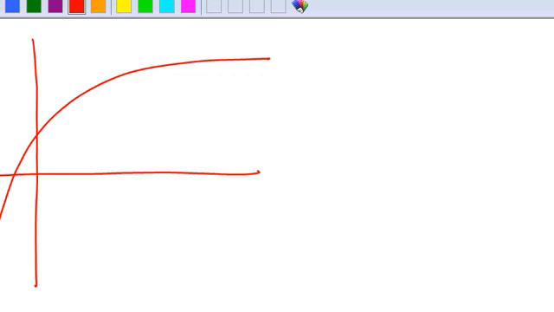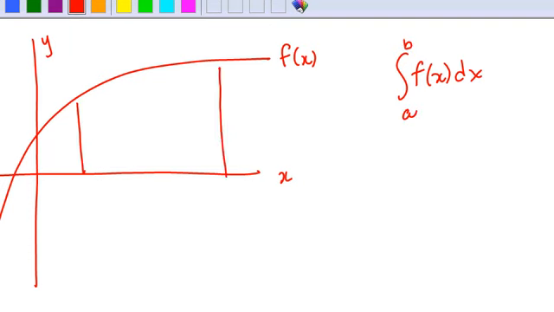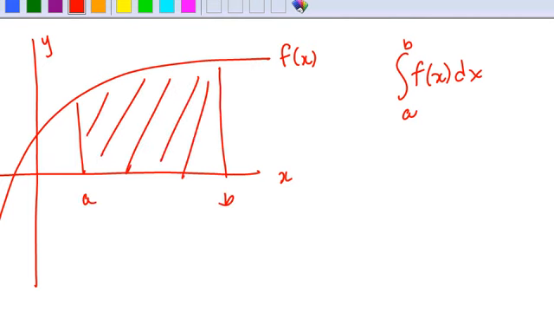If we have a function, I'm going to call this function f of x, and we want to integrate f of x between a and b. That would mean that we're really finding the area between a and b underneath the curve. We've done that in a previous video.